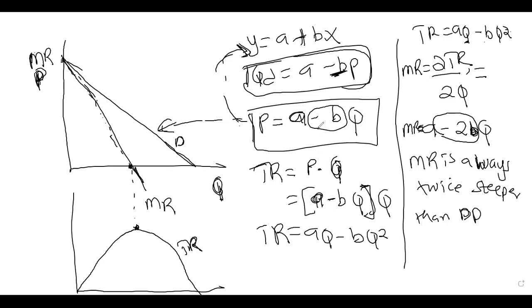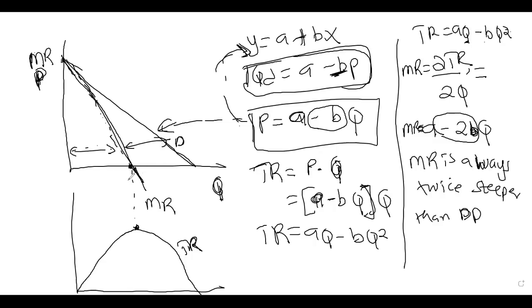So you realize that the slope of the demand curve is minus B, but the slope of the marginal revenue curve is minus 2B. So I'm showing you how we got the marginal revenue curve. Always the marginal revenue curve is twice steeper than the demand curve. That means that the distance between here and here and the distance between here and here is the same, because this one cuts the triangle into two, perfect two. And the reason is that this line is twice steeper than this line.